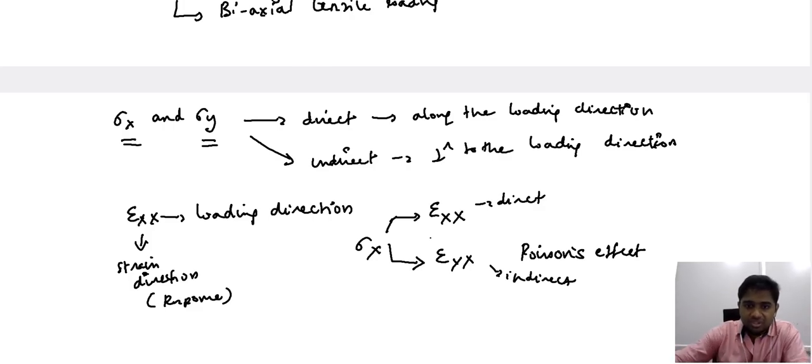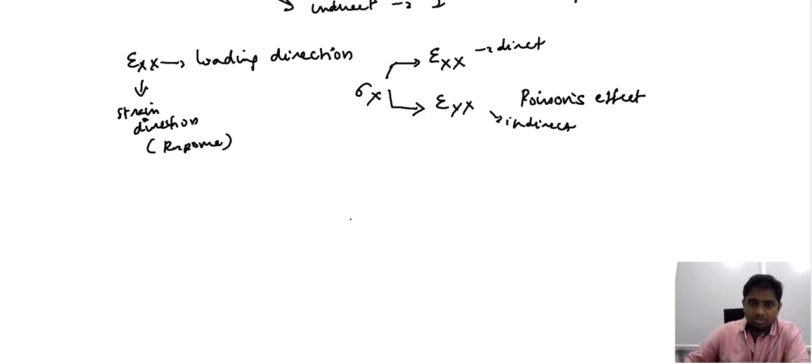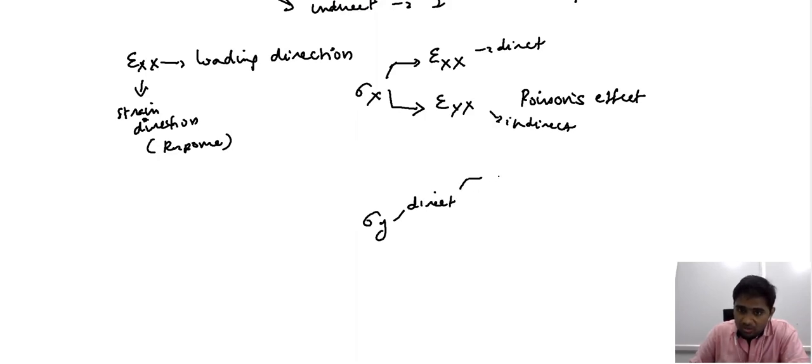Now when we extend the same understanding to the stress that is imposed along the y direction, the direct response for the stress along the y direction will also be in the y direction. So it will be epsilon y, and the loading direction is also y. In case of the indirect response, the strain is along the x direction, but the loading is still along the y direction. So this would be the direct response and this would be an indirect response.